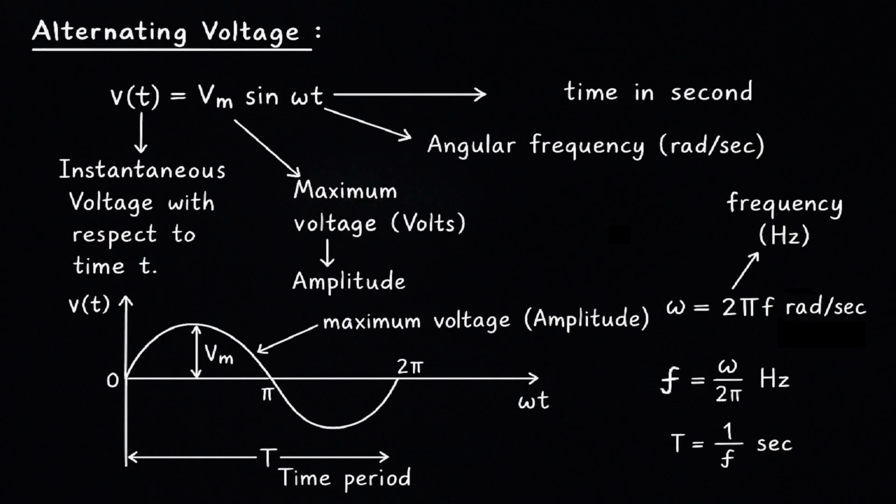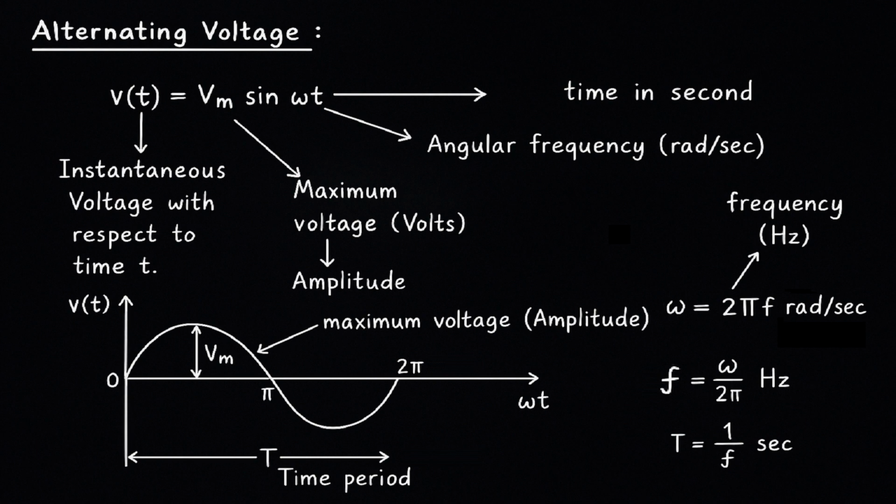Inside the sine function, we have two letters multiplied together, omega and t. Let's start with the Greek letter omega. This represents the angular frequency. Now, that name sounds a bit technical, but the idea is simple. Think of it as the speed of the alternation. It tells us how rapidly the voltage is cycling through its pattern.